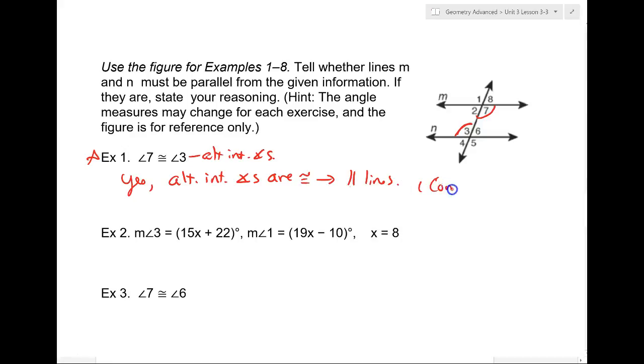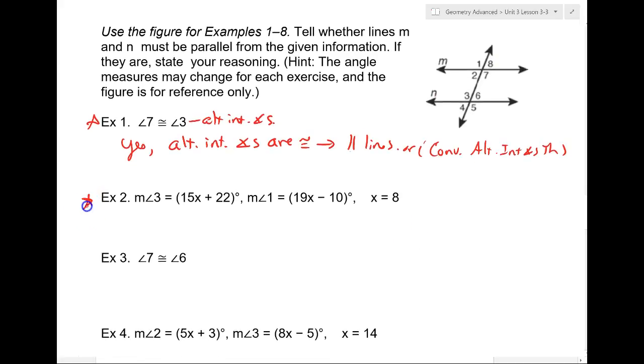Now, you could say this, though, converse. I'd say alt int angles theorem. It's about the same amount of time. But I will take either one of those as the answer. I prefer the conditional statement. Now, was that really that hard? No. All right, let's try the next one.